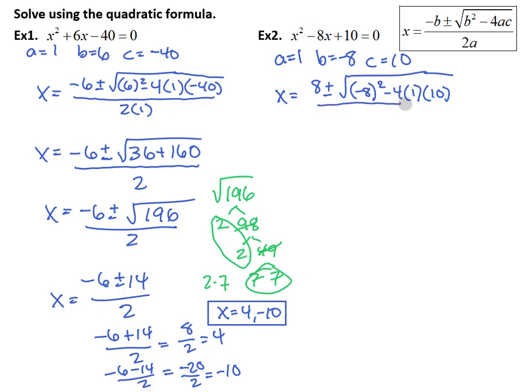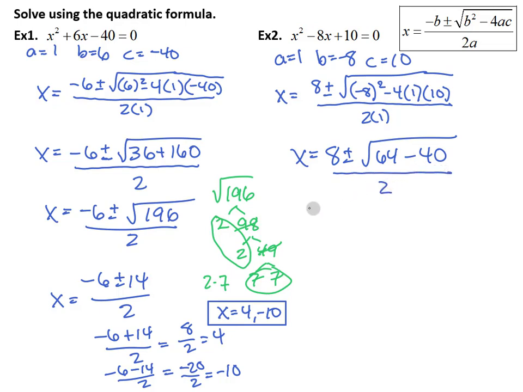Okay, back to our formula, that's all over 2 times A. Okay, so simplifying under the radical there, -8 squared is 64. And we can go ahead and multiply these three numbers together. -4 times 1 is -4, times 10 is -40. Go ahead and simplify the denominator as well. 2 times 1 is 2. Now we can subtract inside the radical. 64 minus 40 is 24, all over 2.